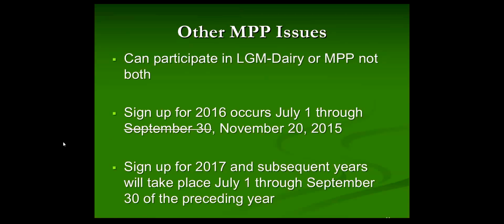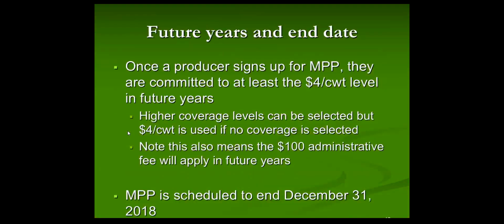As far as we know, future years will be that July 1 through September 30th. Once the producer signs up, they are committed to at least the $4 level. Higher coverage levels can be selected within each year. And so last year you may have had zero additional. The $4 coverage cost you only the $100 administrative fee. This may be your first time signing up, that's fine too. But once you're in, you have to stay, but you're not locked into the price every year. You can change that level of protection that you want.